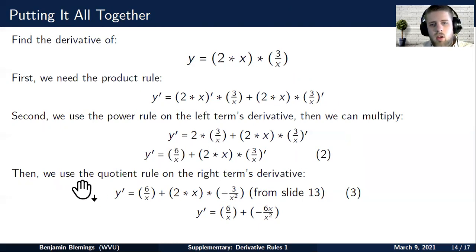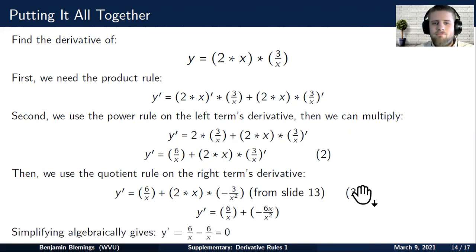And we have, from the quotient rule from slide 13, we know that 2 times x times negative 3 over x squared is just the derivative of 3 over x is just negative 3 over x squared. Go back to slide 13 if you want to see it again. And then we have y prime equals, after simplifying, 6x plus negative 6x over x squared. All right, this is kind of jarring, but simplifying this algebraically gives us y prime equals 6 over x minus 6 over x, which just equals 0.